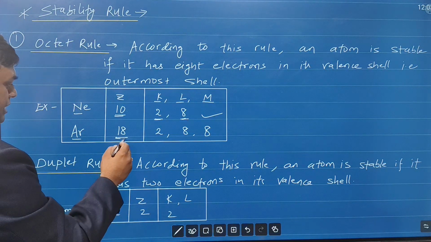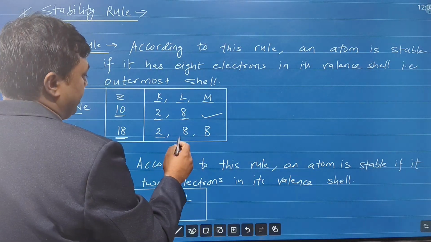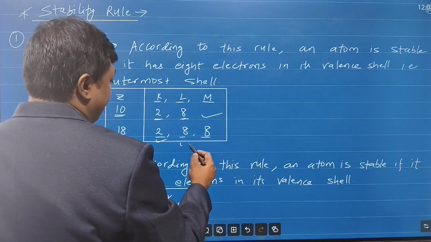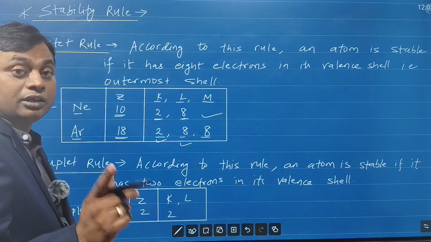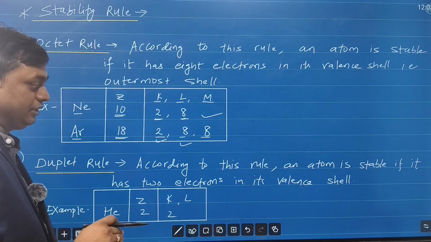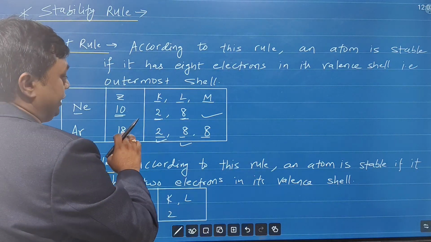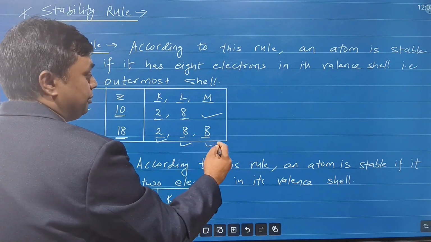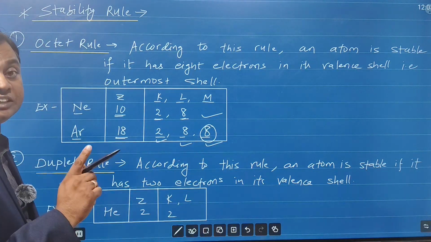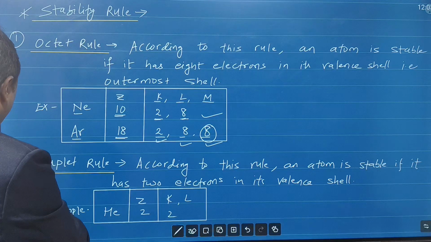Argon, atomic number is 18. So 2, 8, 8. The first shell will have 2 electrons. Next shell, 8 electrons. The third shell can have a maximum of 18 electrons, but if 18 is not there, we can give 8 or less than 8. So 2 plus 8 is 10, and 18 minus 10 leaves 8. So it will be in the last shell. So valence electrons are 8. That's why it is stable. Am I clear?